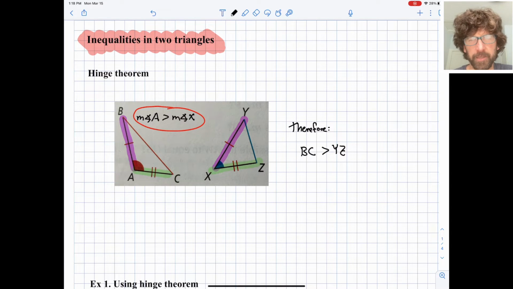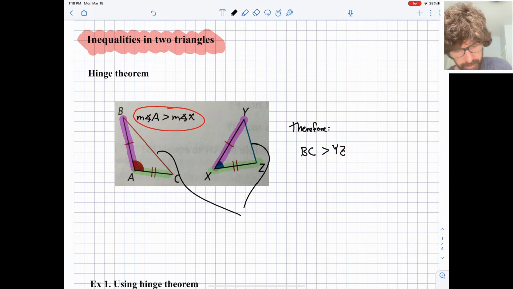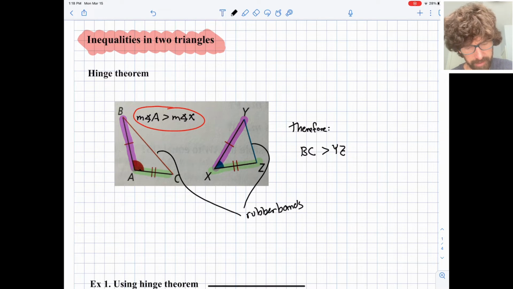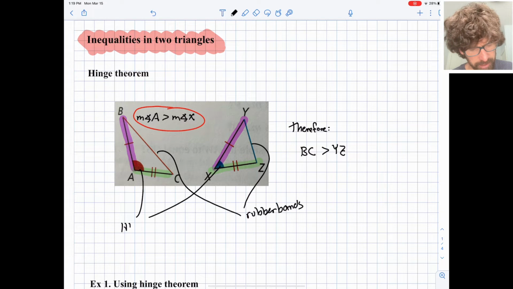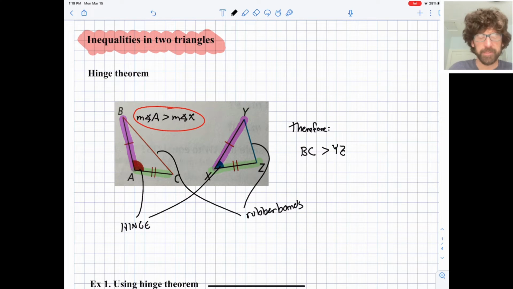We're not able to conclude exactly how long BC or YZ are, but all we know is that BC is larger than YZ. I try to remember this by thinking of these as rubber bands. And it's called the hinge theorem because we can think of this angle as being a hinge between maybe two solid pieces of wood or something. And I think it's pretty intuitive to imagine if you were to open up that hinge, the rubber bands would stretch and side BC would be longer.